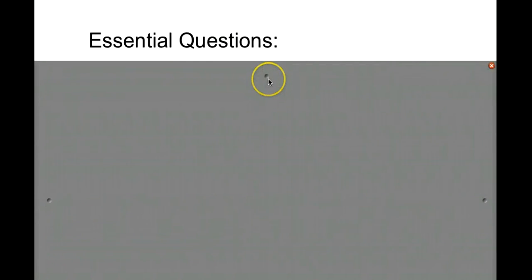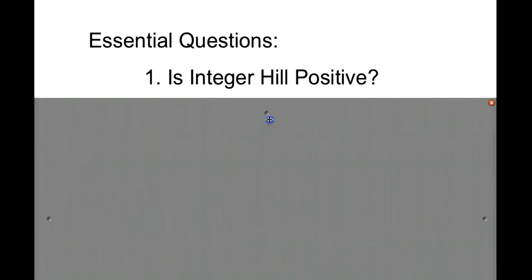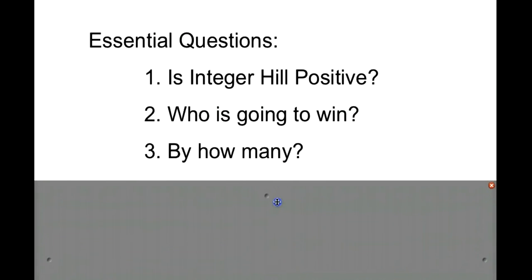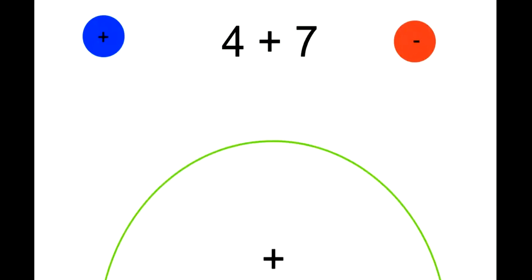There are also 3 essential questions that you need to ask yourself every single time you answer a problem. The first essential question is: is Integer Hill positive? Number 2 is: who is going to win? And number 3 is: by how many? There are 12 examples that I expect to see in your notes, so make sure that you're writing these down. Make sure also that you're drawing the picture.